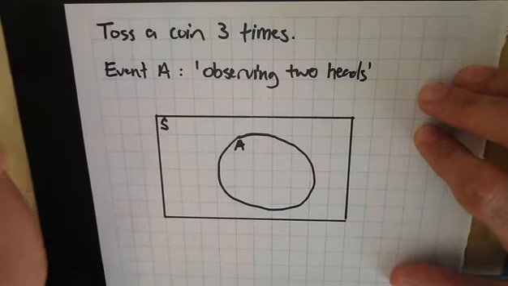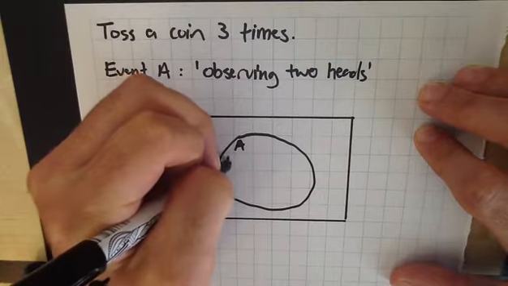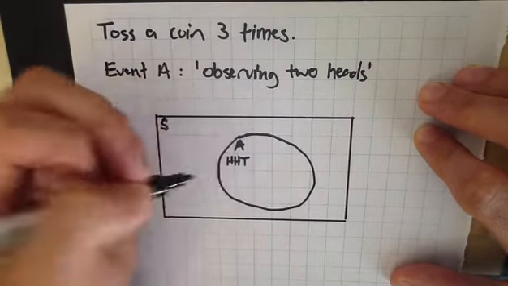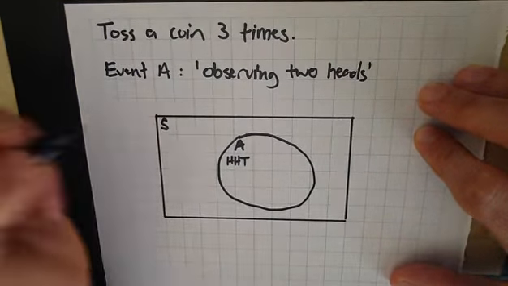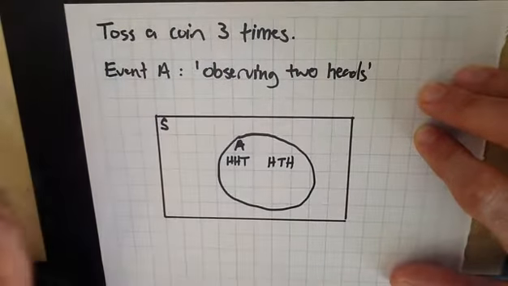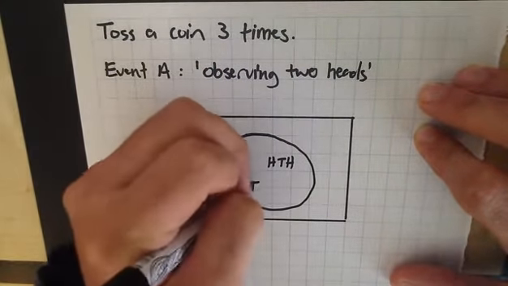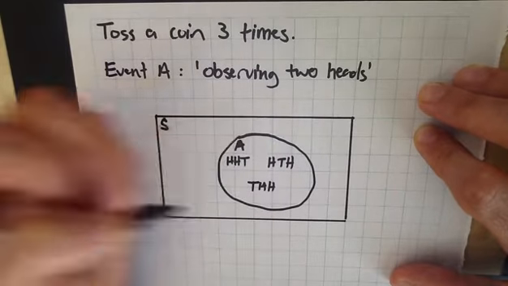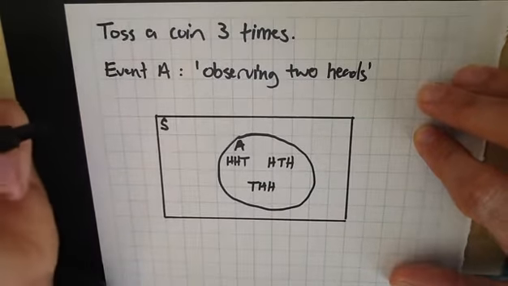So, think about how I could observe exactly 2 heads. I could flip a head, and then a tail, so that would be observing 2 heads. I could flip a head, a tail, and then a head. That would be observing 2 heads. And I could flip a tail, a head, and a head. That would be observing 2 heads, okay?